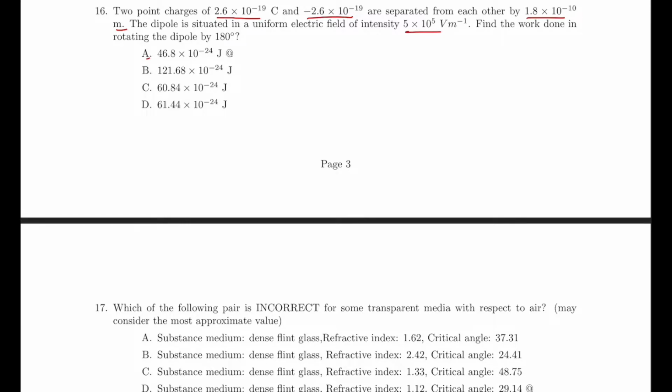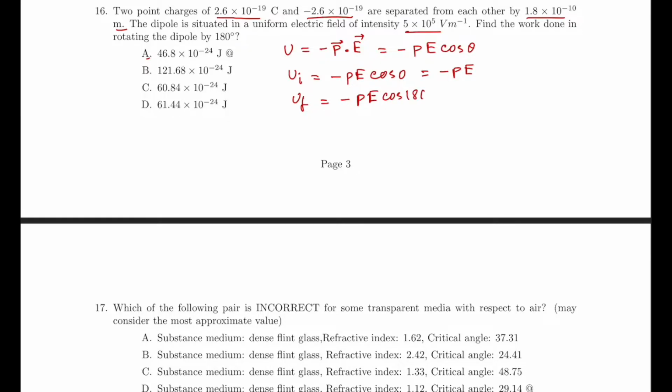So we know the term for potential energy when a dipole is placed in an electric field is the dipole moment dotted with the electric field, that is minus PE cosine theta, where theta is the angle between the dipole moment and the electric field. So initially theta was 0, cos 0, that is minus PE, and finally it becomes 180 degrees rotated, that means PE cosine 180 degrees, that is plus PE.